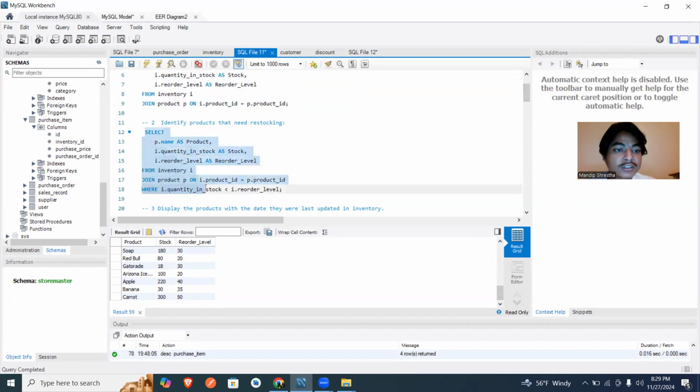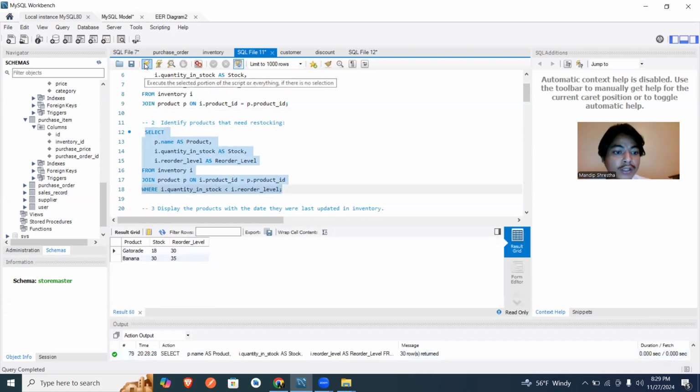So this selected query helps me to find which products need to be reordered. If I run this query, you can see that Gatorade, whose stock is 18, is less than the reorder level. So this product needs to be reordered. Similarly for banana, the reorder level is 35 and the stock I have is 30. So these are the two products that I need to reorder.